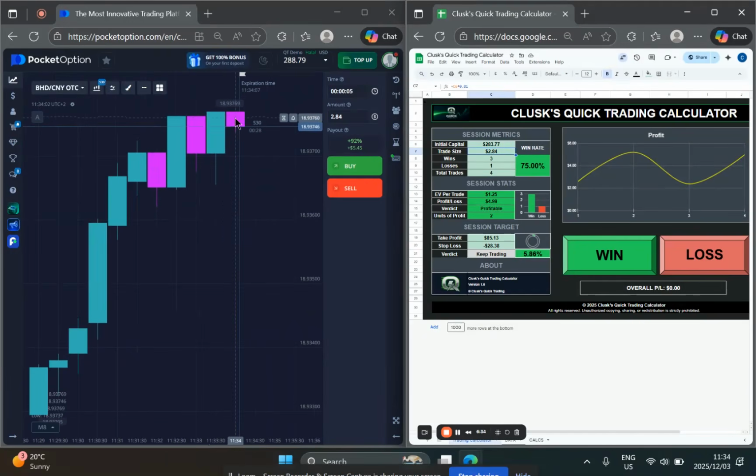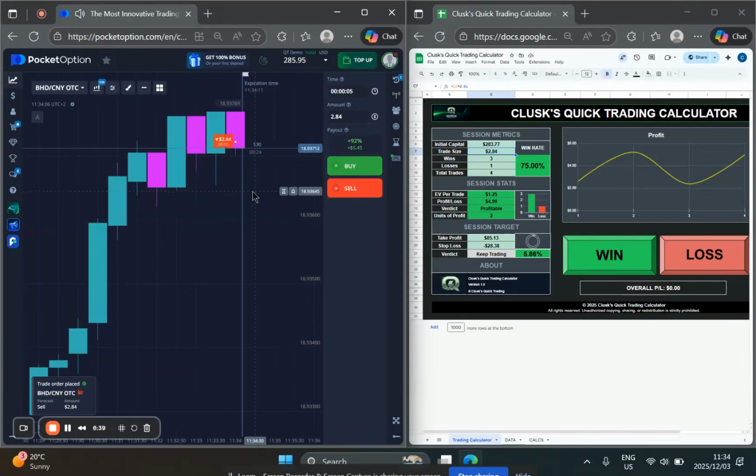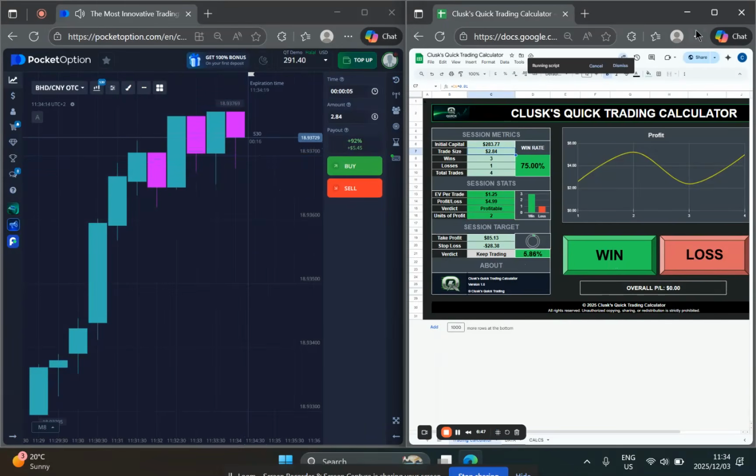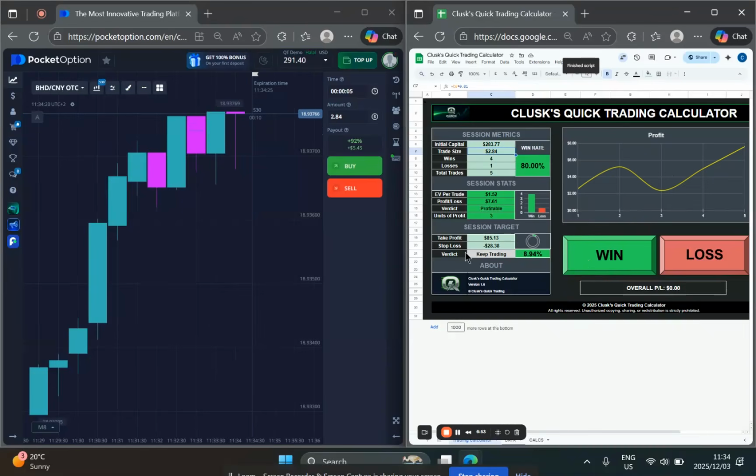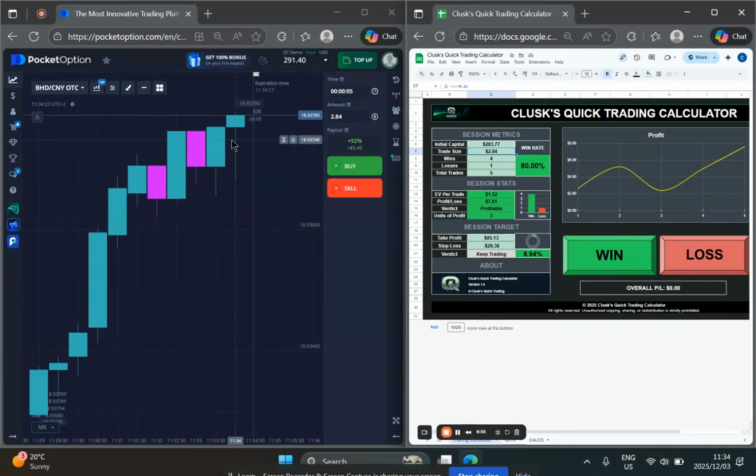Right, we have a really, really strong move downwards here. It looks like this market's much better. We're going to take a sell now and see how this performs. Strong reversal upwards, but then back down once again. So we can update for another win on our calculator. Very good trade there. There we go, running the script. And we're up $7.50. So let's wait once again and we will keep trading.